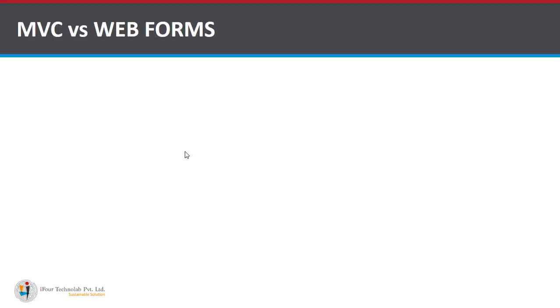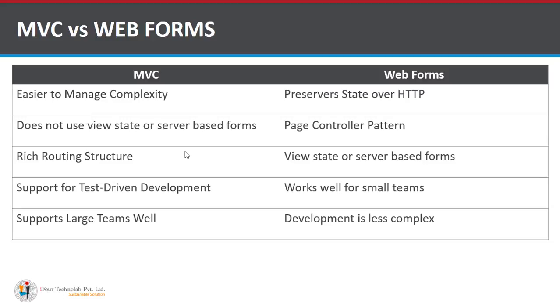Now, what is the advantage of MVC over web forms? So here is a comparison between MVC and web forms. You can see here in MVC it is easier to manage complexity. In web forms it preserves state over HTTP. In MVC it does not use view state or server based form. Web forms use page controller pattern.